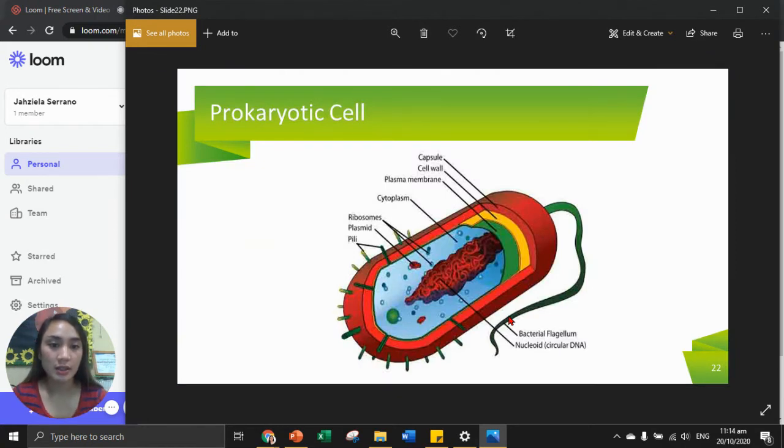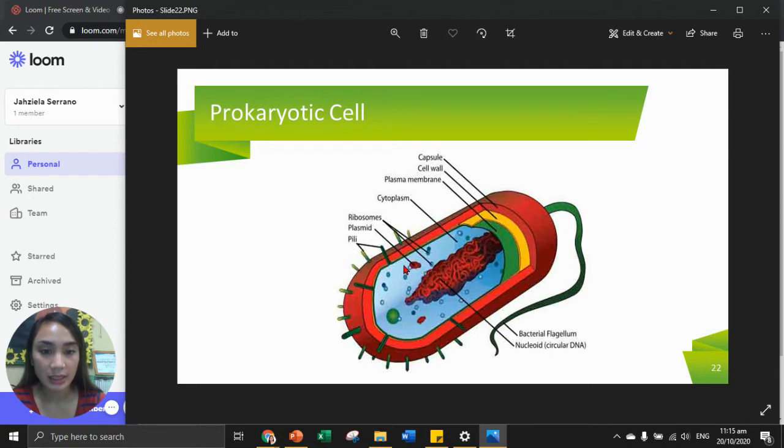So this is the structure of a prokaryotic cell. Itong parang tail, they call it flagellum. And then the one in the center is the nucleoid, circular DNA. So nandito yung kanyang genome, no? And then the capsule, which is the red one. Cell wall represented by the yellow. And then plasma membrane, the green. Blue, cytoplasm. So para siyang fluid-like.